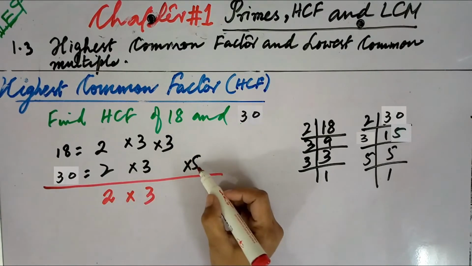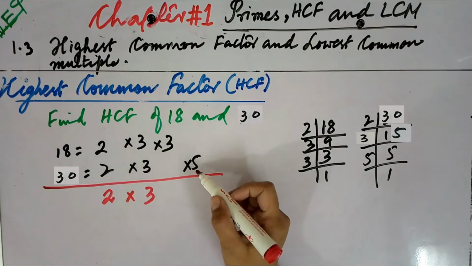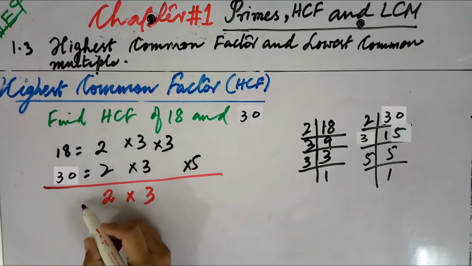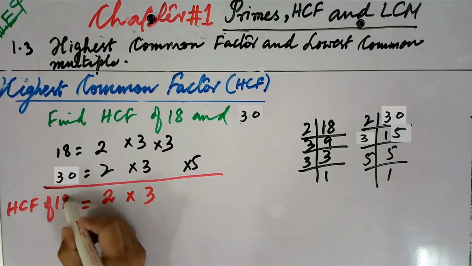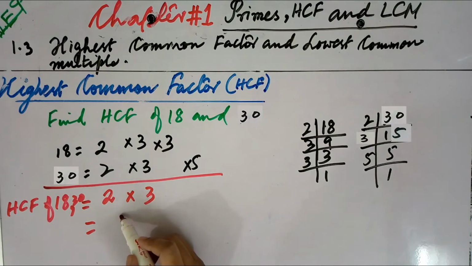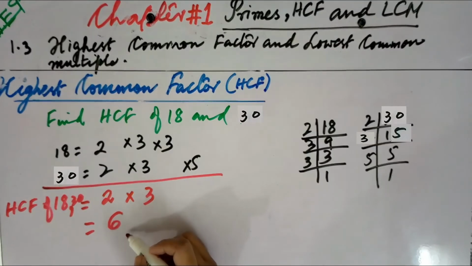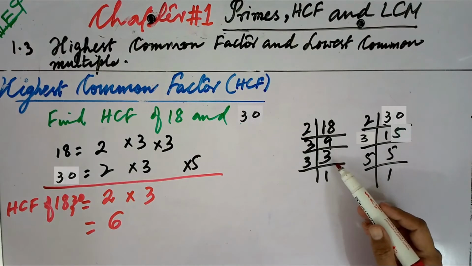These two numbers are not common in both the factors of the numbers. So we will take only 2 and 3, and that would be the HCF of 18 and 30. Got it? And when you multiply both the numbers, that would be 6. And 6 would be your HCF of 18 and 30. This is the method with which you can find out the highest common factor of any numbers, even if they are big or small.